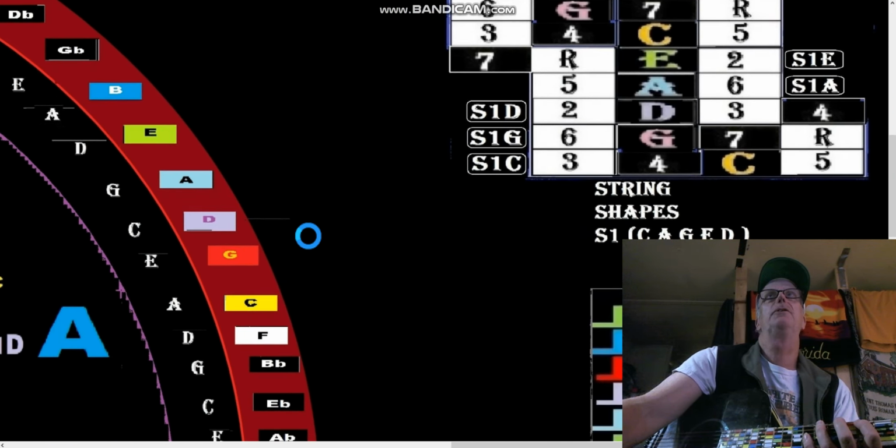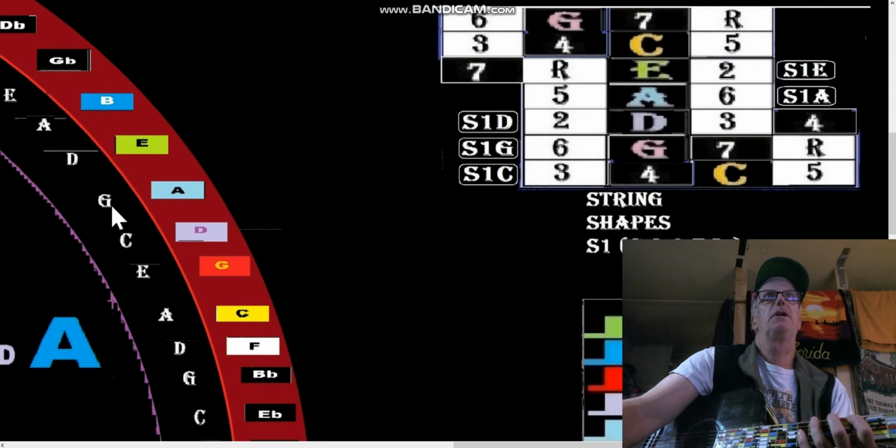So we're back over here. We start on a G-shaped A. Now we want to go to the fifth of that, and we're going to play it pentatonically, so that we don't go into the key of E. It's going to be a D shape.